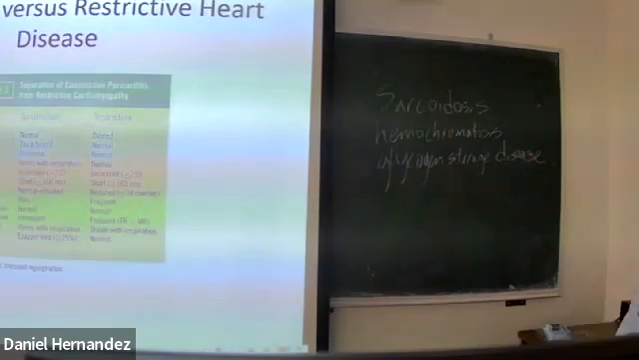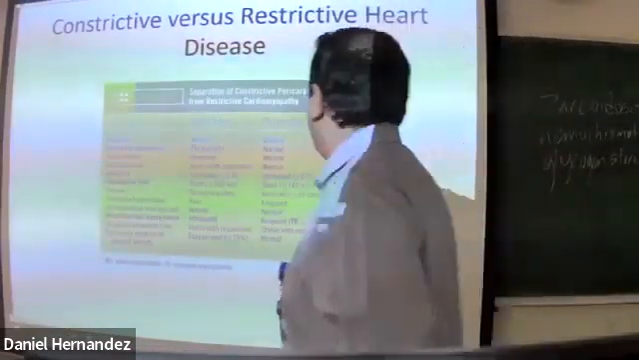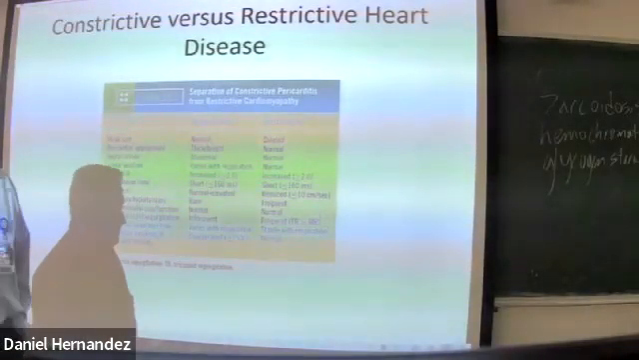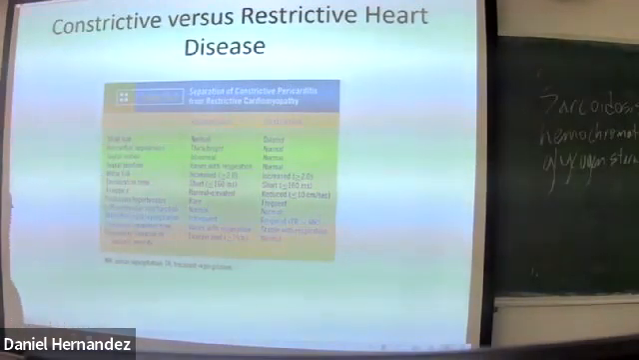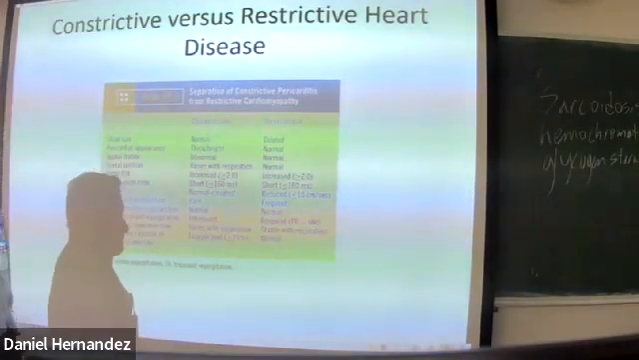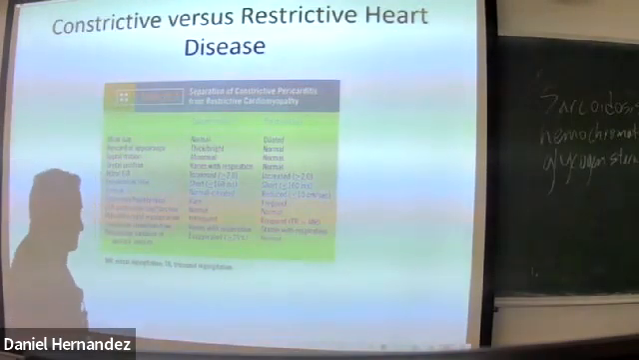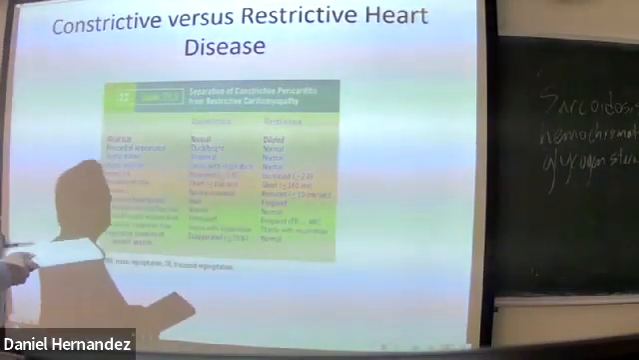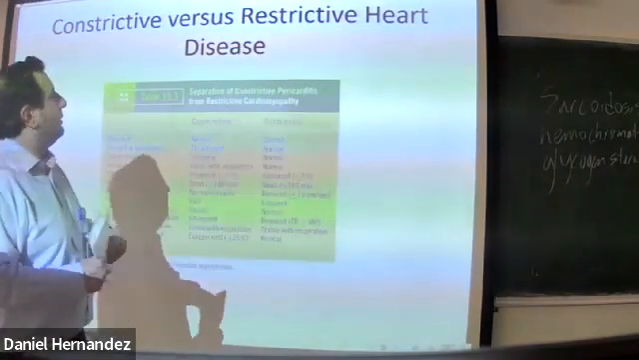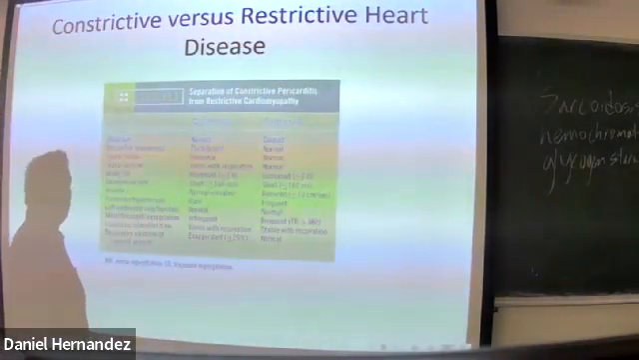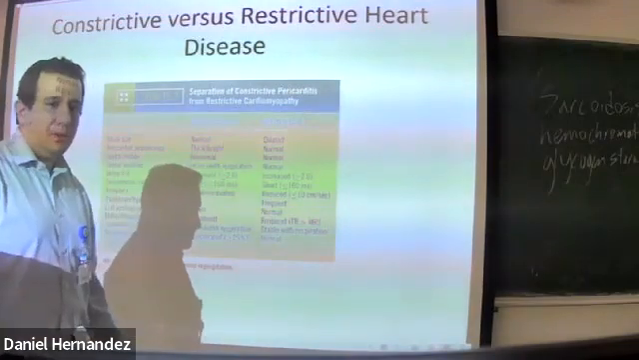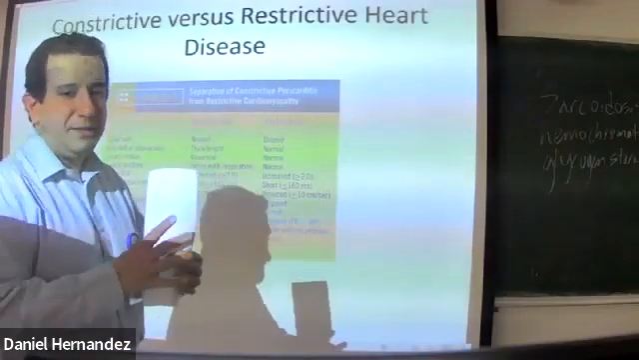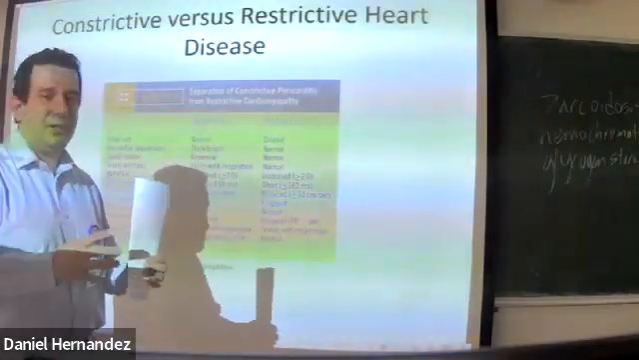So this chart just kind of gives us a little taste of when we get into a condition called constrictive pericarditis versus restrictive heart disease. So constrictive pericarditis, as the name implies, is a disease of the pericardium, so the pericardial layer of the heart, versus restrictive cardiomyopathy, which is a disease of the myocardium. So they're going to have similar presentations in the fact that the heart is not able to relax during diastole, but the reasons for that are very different.